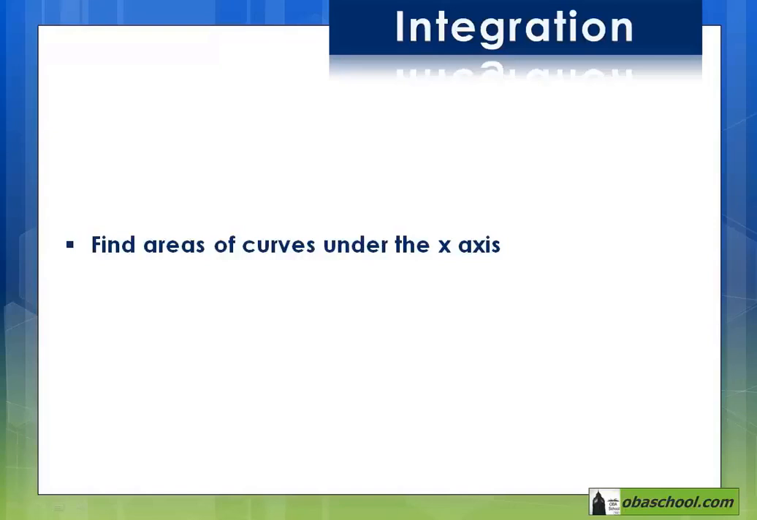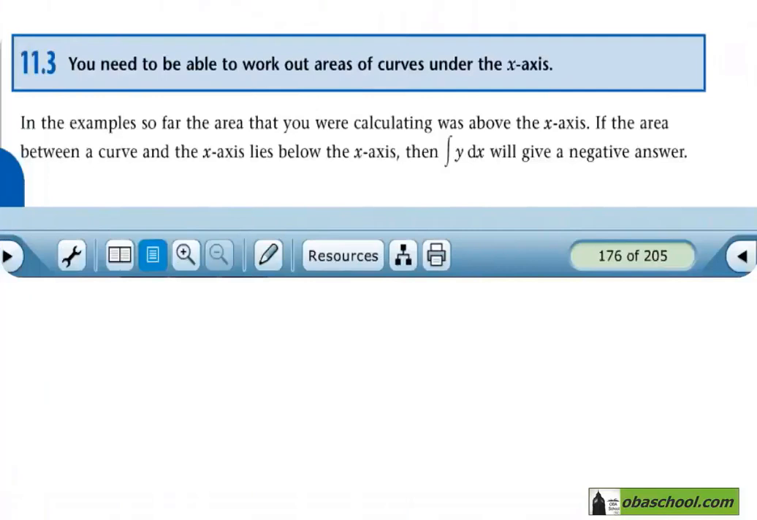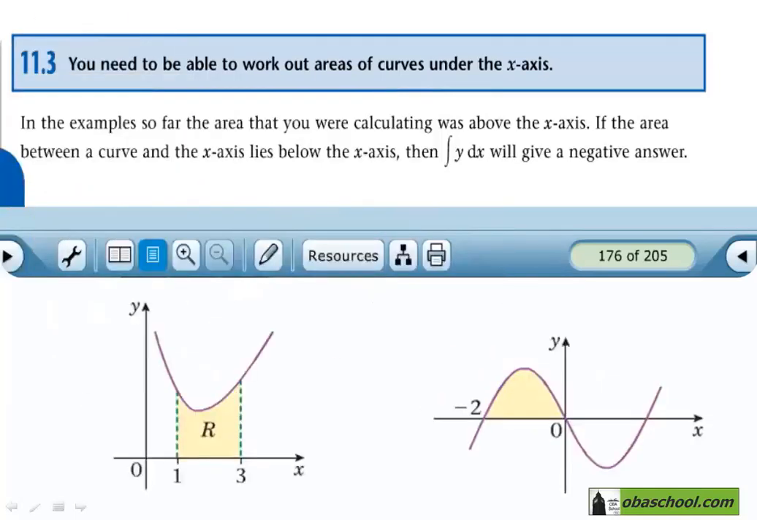We are going to find areas of curves under the x-axis. Look at the description. In the examples so far, each time we were calculating the area for the colored region, which was between the curve and the x-axis, with the condition that the curve is above. Notice here the curve is above in both graphs. The area that you were calculating was above the x-axis.